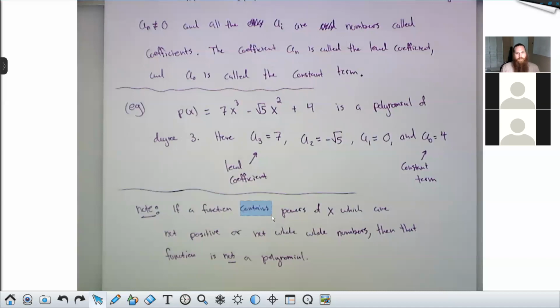If a function contains powers of x which are not positive or not whole numbers, then that function is not a polynomial. So polynomials have to have just positive whole number powers of x, like x cubed, x to the 5, x squared.